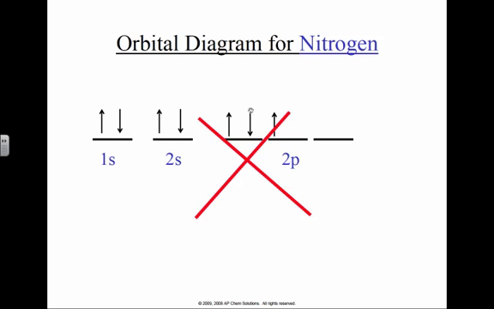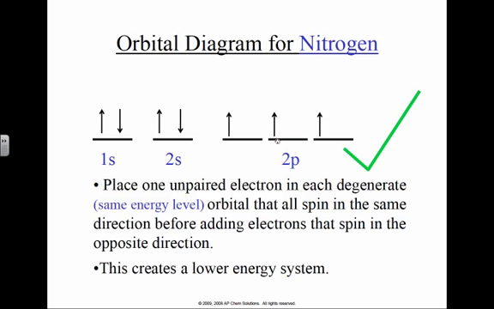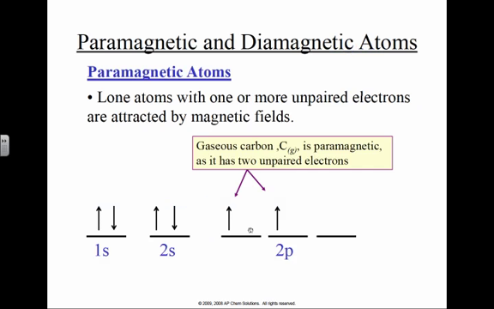You do not go 1 up, 1 down, 1 up. It's more like filling in seats on a school bus. You put 1 in each before you start doubling up. Place 1 unpaired electron in each degenerate orbital. That means same. These orbitals all have the same energy, so you put 1 in each orbital that all spin in the same direction before adding electrons that spin in the opposite direction. Okay, carbon looks like this: 1s2, 2s2, 2p2. You've got 1 up, 1 up.